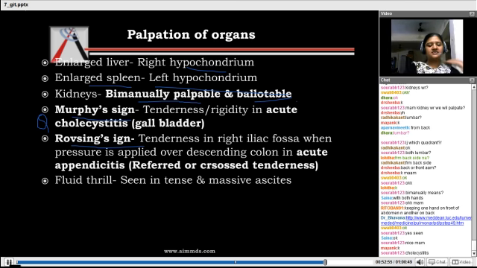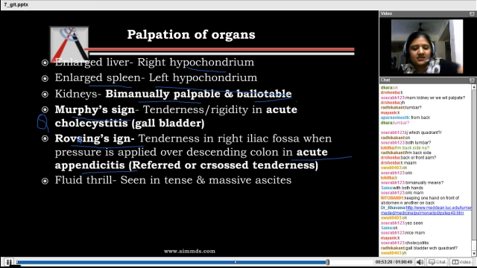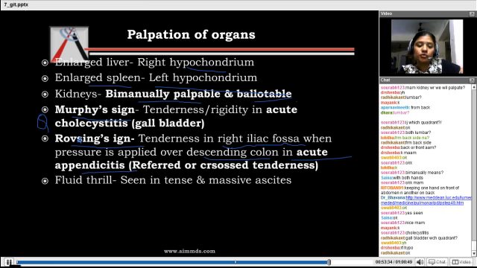Then we have the Rovsing's sign. Rovsing's sign is whenever you have tenderness in the right iliac fossa, whenever you apply pressure, you will feel the tenderness. So this is in appendicitis. In an acute appendicitis, if you are applying pressure over the descending colon, you will find a tenderness in the right iliac fossa. Right iliac fossa.